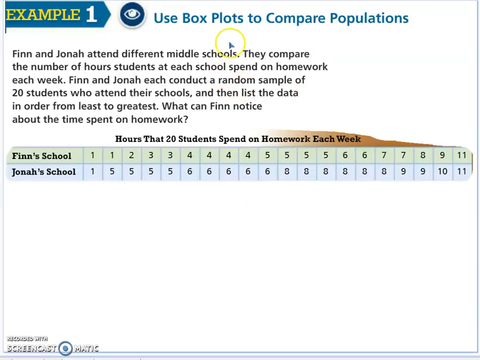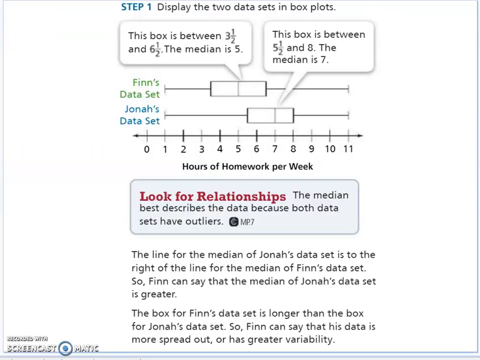Okay, so first question, we're comparing populations. So we see Finn, he's asked the hours that these students spend on homework each week, and Jonah's done the same thing. Okay, so we look at our data, and what we want to do is represent that data somehow. So one way that we can do it is through a box plot. We could also do a dot plot if we wanted to. We're going to do a box plot. So we do box plots.